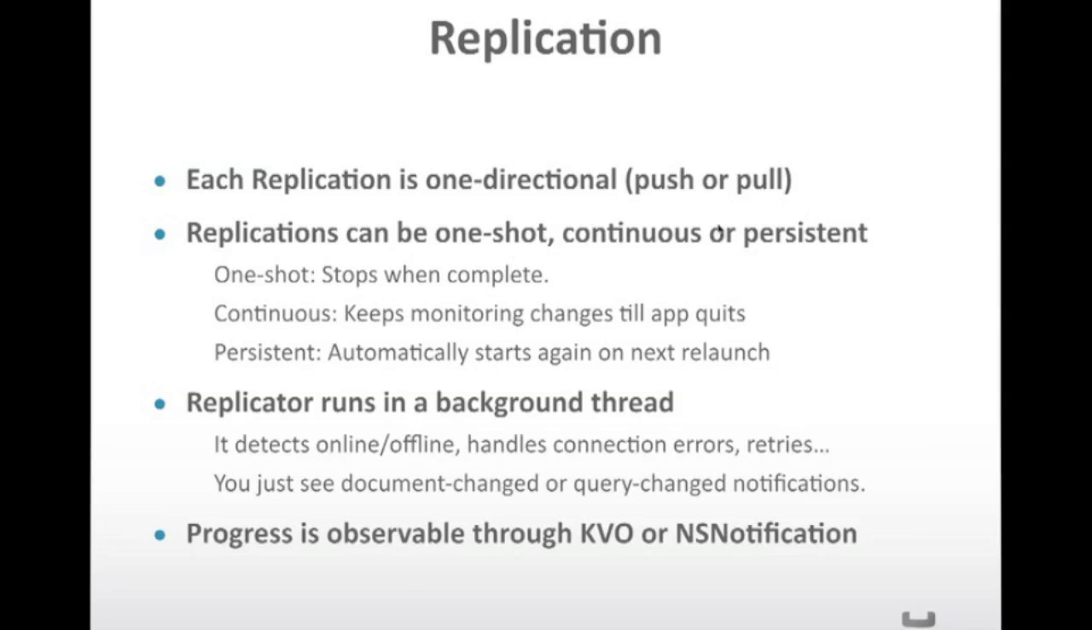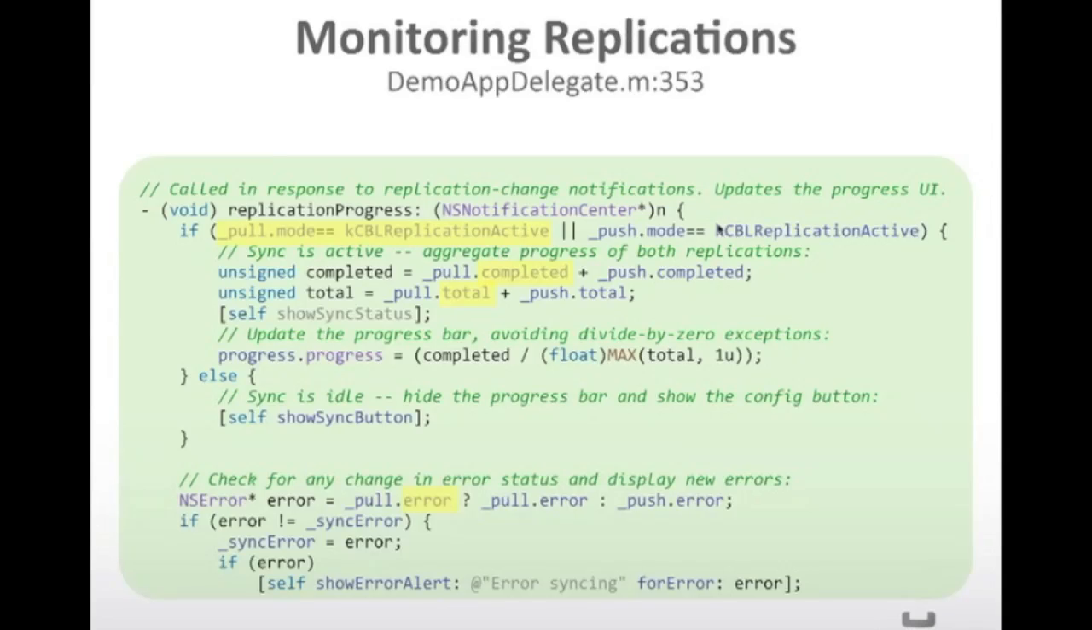And those notifications, you can get them either through key value observing or NSNotification, depending on how granular you want to get. Often NSNotification is the best way to go, the easiest way to go. And here's how it works. So here we have an NSNotification observer method. There should be just NSNotification, typo.